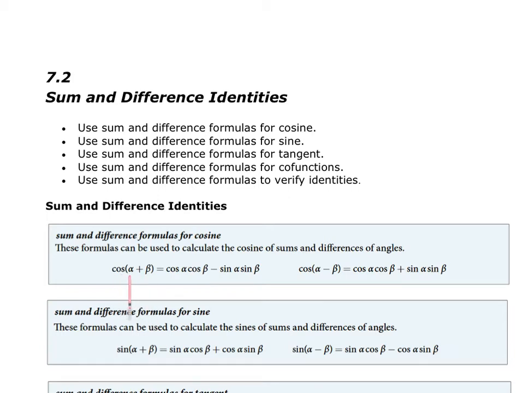If it's a cosine of two angles and I'm adding them together, it becomes the cosine of alpha cosine beta minus the sine alpha sine beta. And if there's a subtraction between the two angles, then it actually becomes a plus. It's cosine cosine sine sine with a plus.